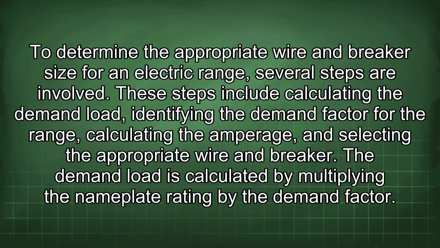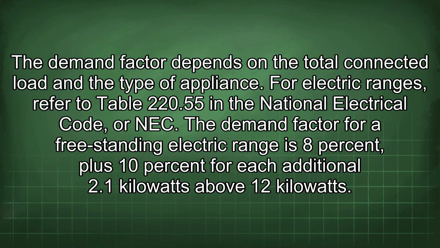To determine the appropriate wire and breaker size for an electric range, several steps are involved. These steps include calculating the demand load, identifying the demand factor for the range, calculating the amperage, and selecting the appropriate wire and breaker. The demand load is calculated by multiplying the nameplate rating by the demand factor. The demand factor depends on the total connected load and the type of appliance.